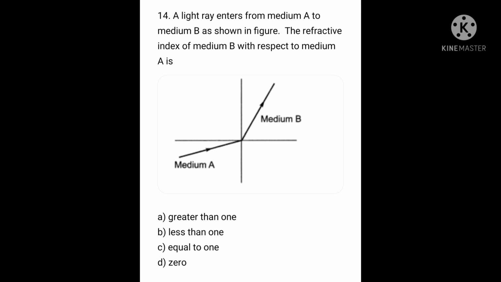Question number 14. A light ray enters from medium A to medium B as shown in the figure. The refractive index of medium B with respect to medium A is: option A, greater than 1; B, less than 1; C, equal to 1; D, 0. Here the answer is option A, greater than 1, because the light ray bends towards the normal.